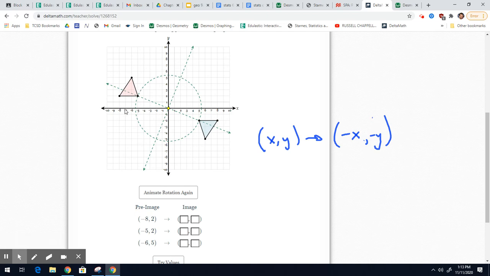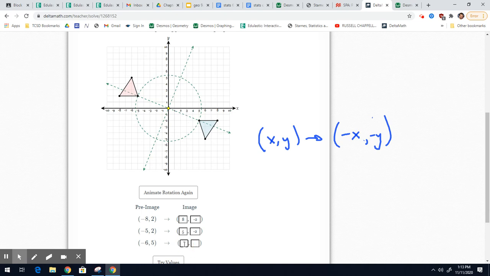So -8, 2 is this point. It's going to be this point, which is now 8, -2. You see, the 8 and 2 stayed put, but they switched signs. So this one should be 5, -2. Let's see. 5, -2. Yep. Oh, I'm sorry. Yeah, 5, -2.